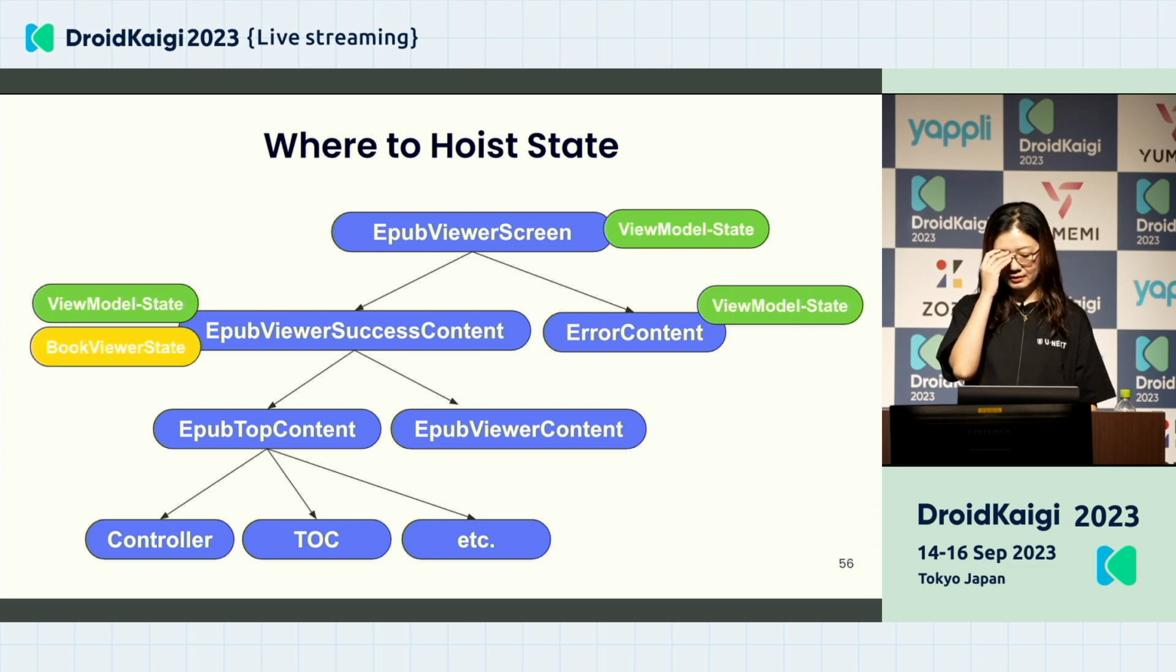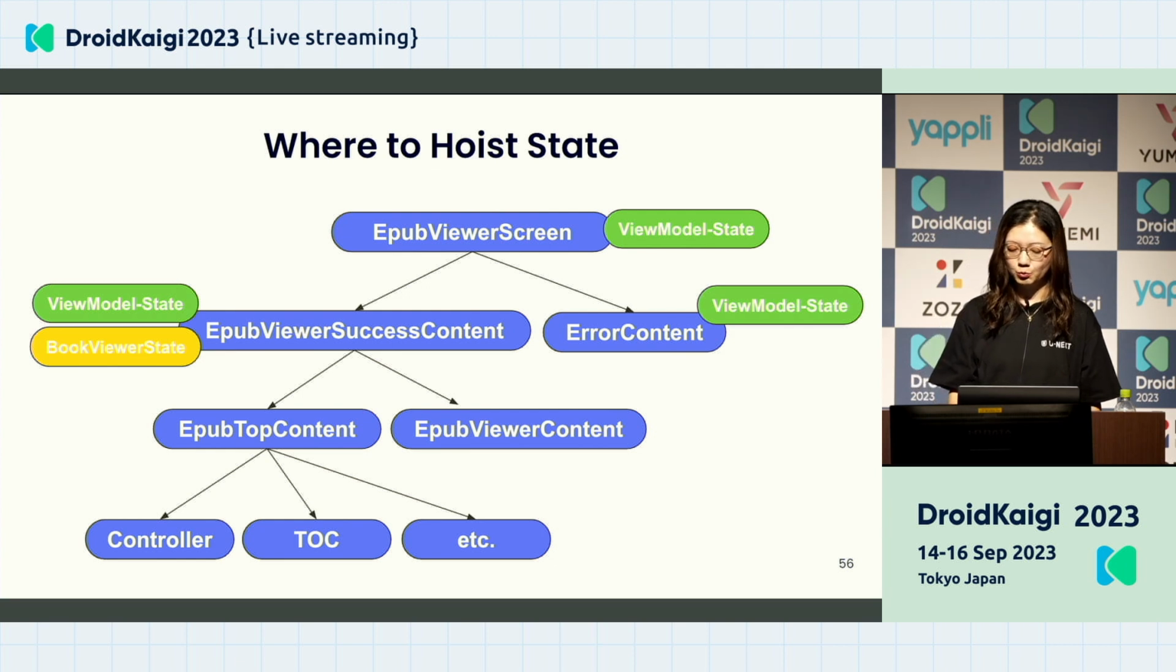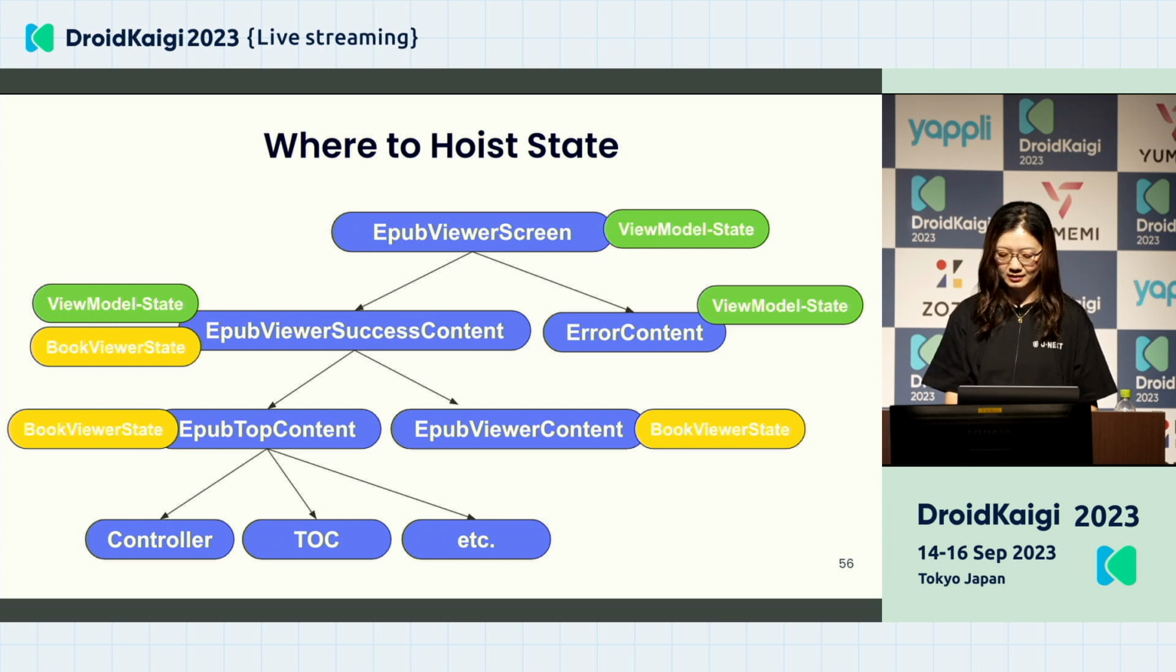Conversely, the plain state holder, which is BookViewerState, should be closest to where it's consumed, so I put it in the EpubViewerSuccessContent. And as the children of EpubViewerSuccessContent, the EpubTopContent and EpubViewerContent are just where to consume the BookViewerState. The entire state hoisting process is displayed in the chart.